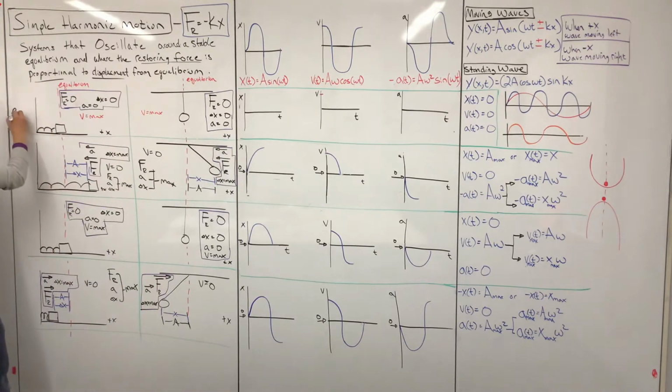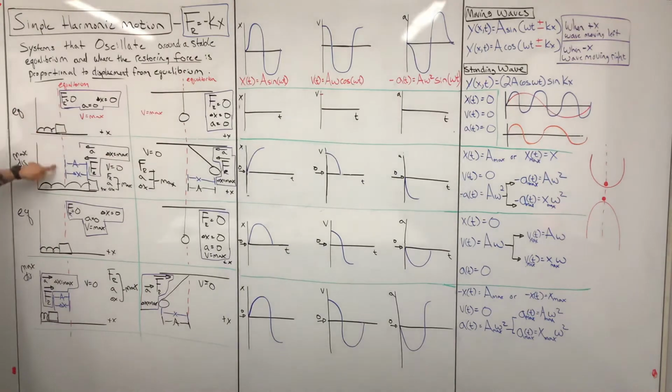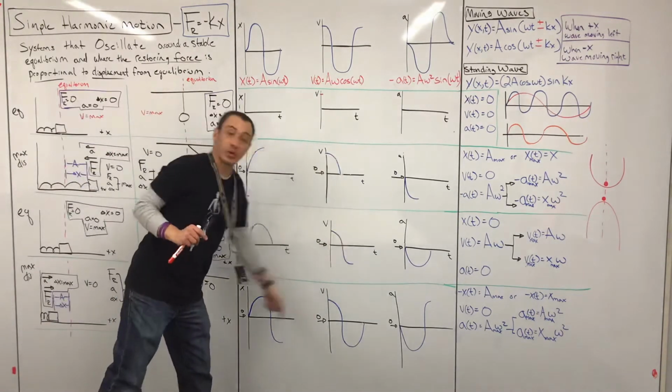So when we're here, we're at the equilibrium point. This is max displacement right here. When we come back here, this is the equilibrium point. And then down here is max displacement again. Okay, so we want to graph this motion as it goes from equilibrium to max displacement to equilibrium to max displacement. We want to graph that motion, okay?